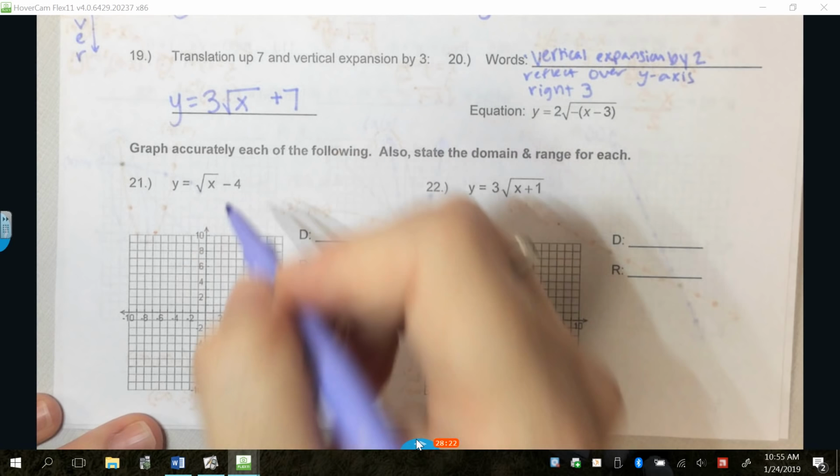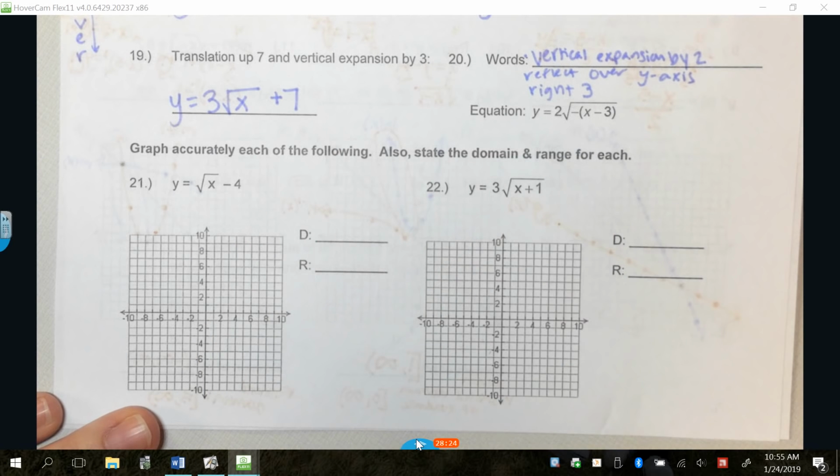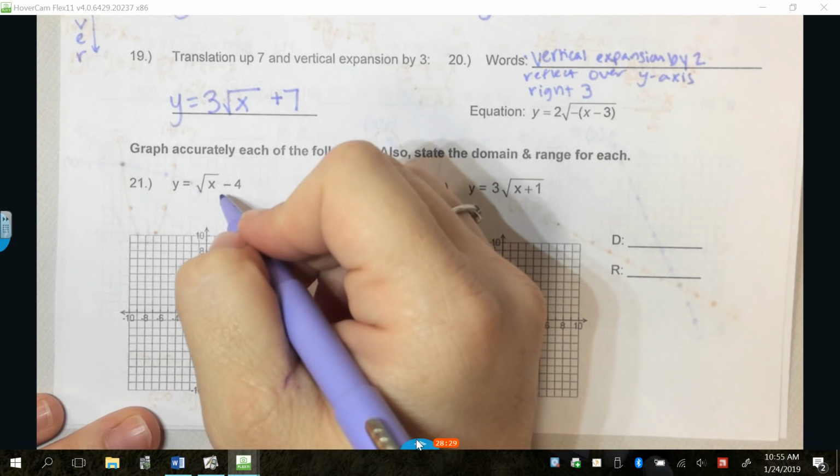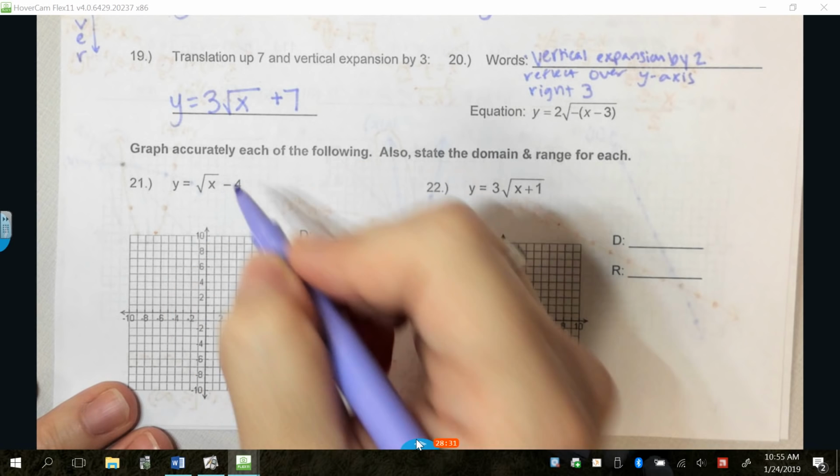So let's graph this. So I'm just going to use the rules, but you can always use a calculator like we have for all the other graphs. Okay, so square root of x minus 4. So minus 4 on the outside means down 4.